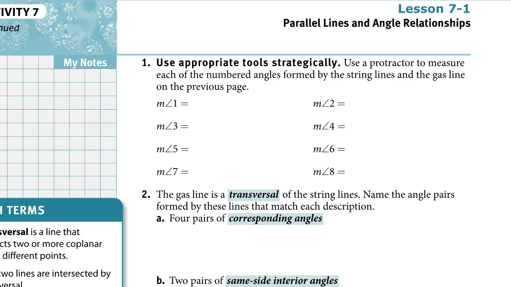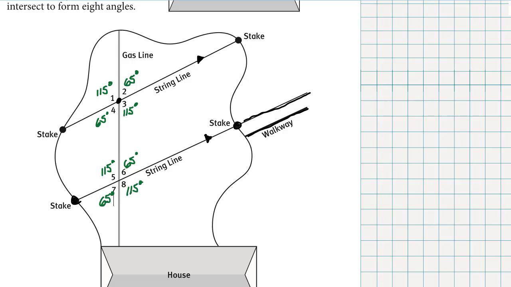First, use a protractor to measure each of the angles formed and record those measurements. Instead of recording them here, I'm going to record them back on that drawing. And here are the measurements in green ink. On a protractor, angle 1 measures 115 degrees, while angle 2 measures 65 degrees. Angle 3 is 115, angle 4 is 65. Down at the other intersection point, we have similar measurements, some 115 degree angles and some 65 degree angles.